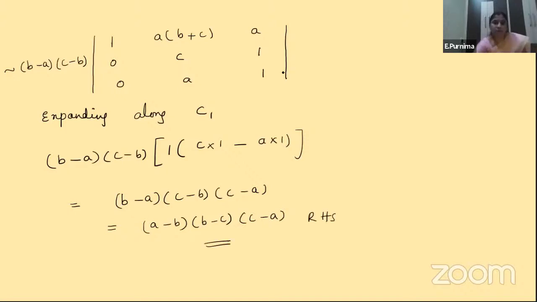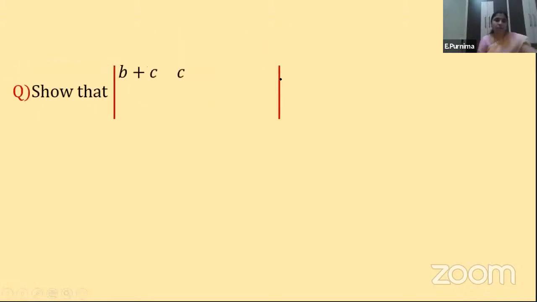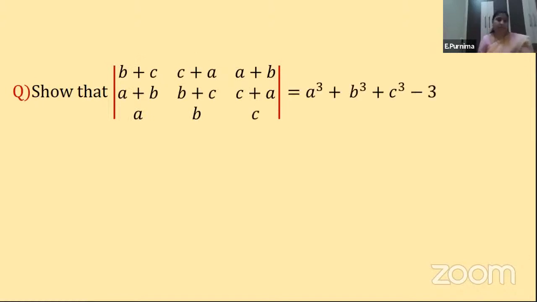Now one more important sum we are trying to do, children. Show that the determinant with rows b plus c, c plus a, a plus b; c plus a, a plus b, b plus c; a plus b, b plus c, c plus a is equal to a cube plus b cube plus c cube minus 3abc. We have to prove this. Okay, so let us see how we can do it. Here, on the other side, we need to get a cube plus b cube plus c cube minus 3abc.